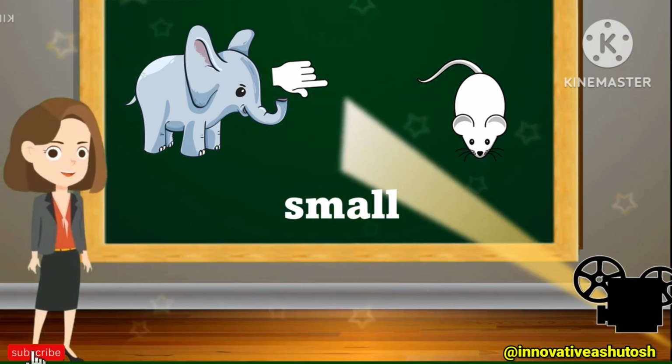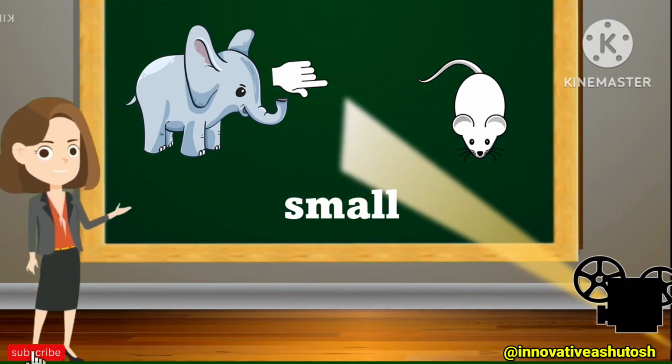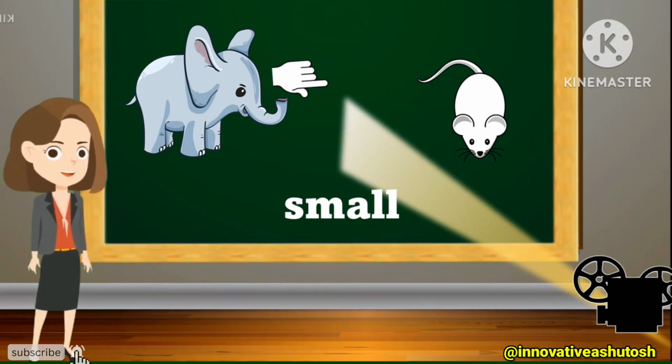Now in the next picture we can see an elephant and a mouse. And now the elephant wants to say something about the mouse. So what would he use? Yes, you are small. That's correct.